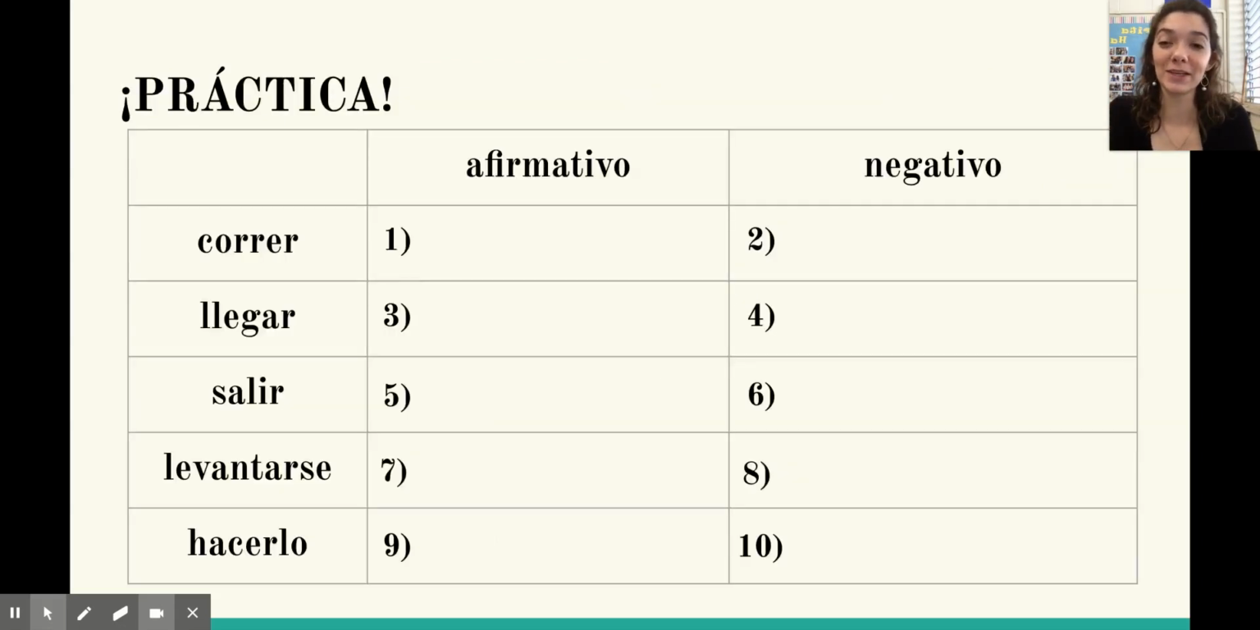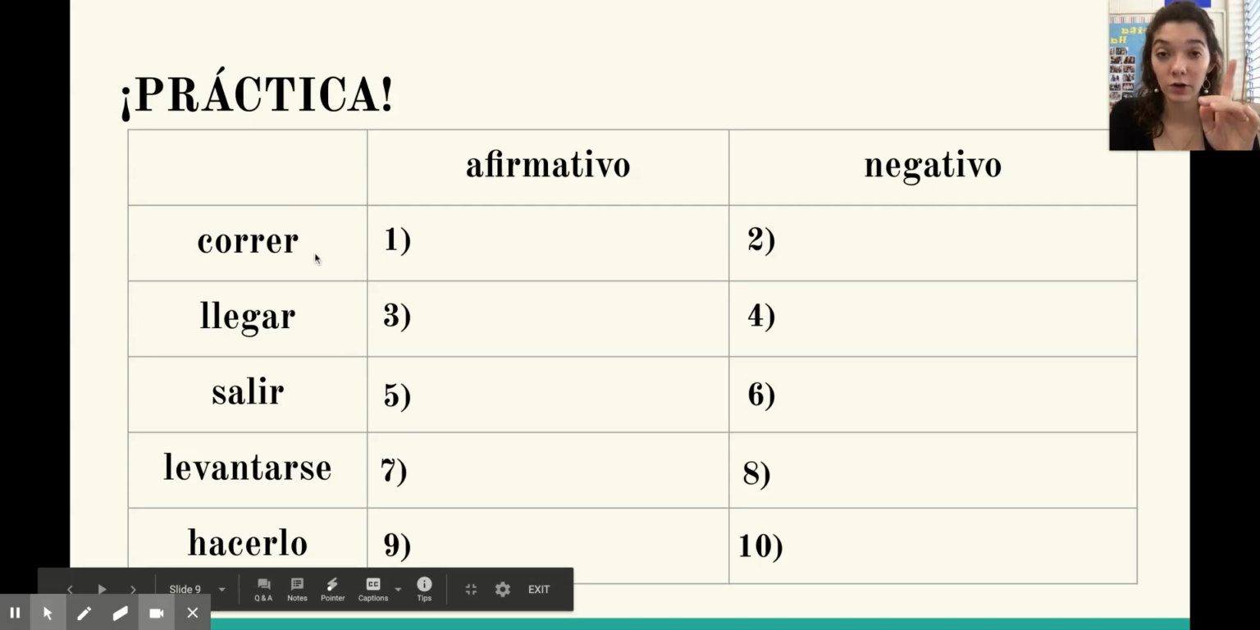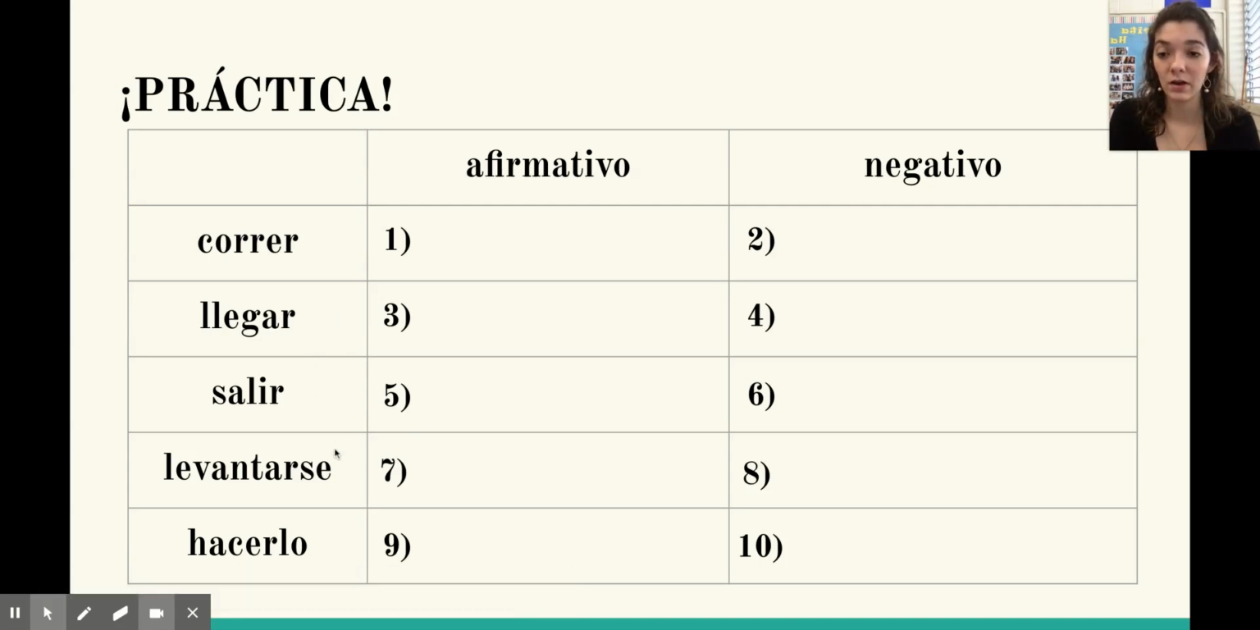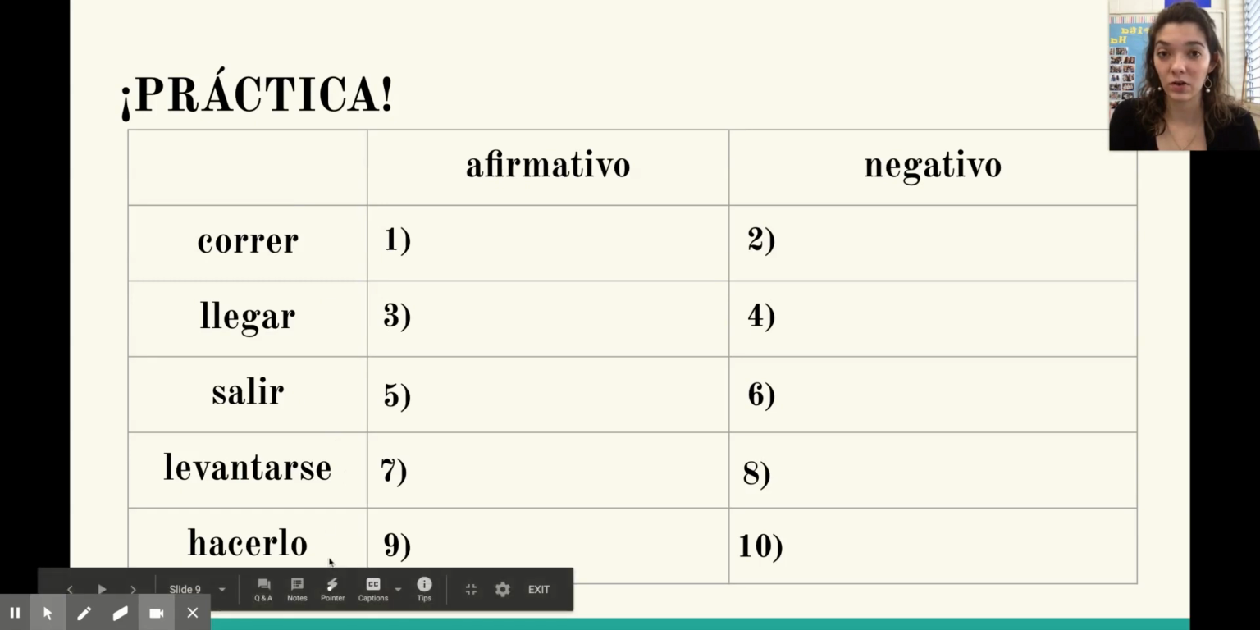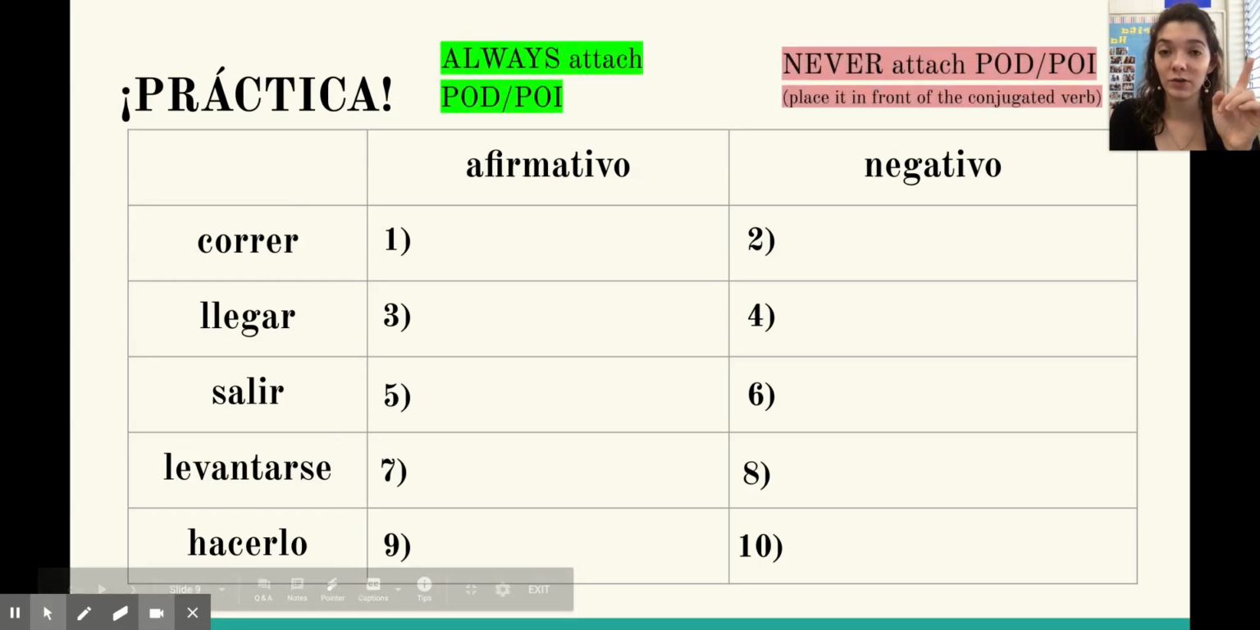Last thing you're going to do for me is a little bit of práctica on the Edpuzzle. So before we do this práctica, I want you to take a look at these verbs. Correr. First of all, do we know what they mean? Correr. Llegar. Salir. Levantarse. Hacerlo. I have news for you people.